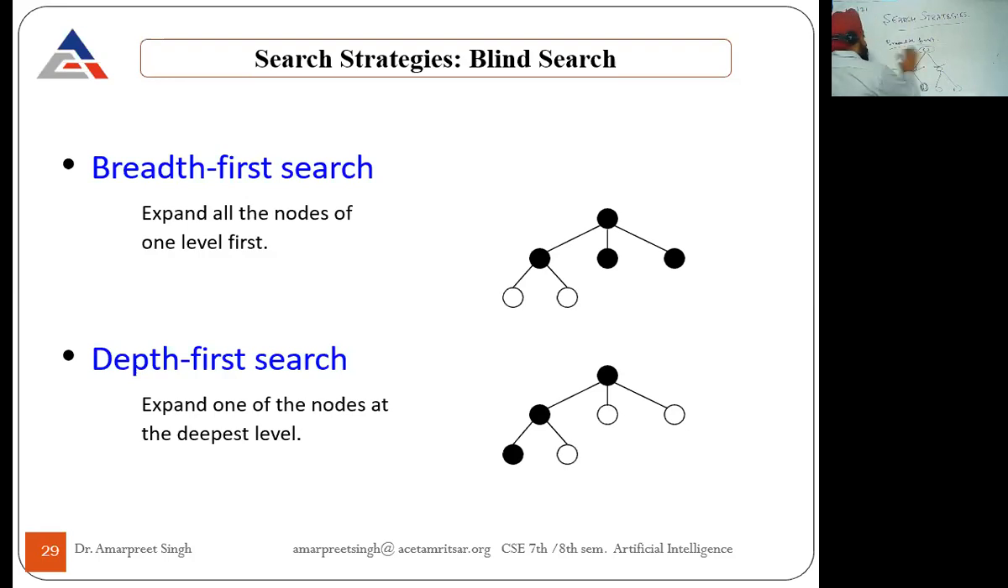But in depth first search, what happens? It will go into the depth of one particular branch first. First it will go here, then here, then here, then it will move back, then search here, then move back. So these are the two strategies: one is breadth first search and another is depth first search. In depth first search, we expand one of the nodes at the deepest level. You can see the traversing path with the black nodes in the given slide.